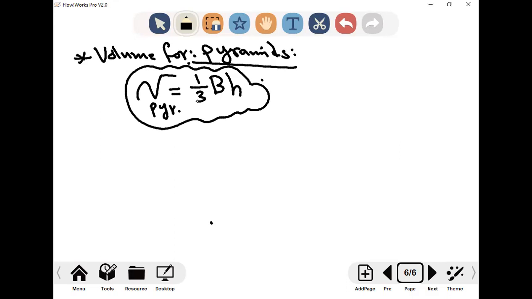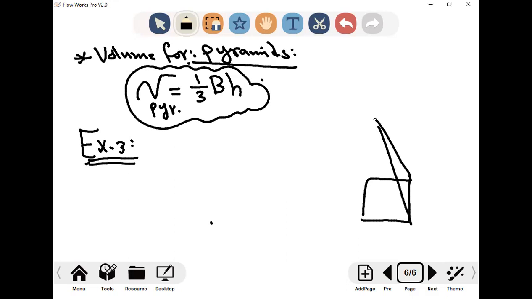Let's take a look at example 3. See example 3? In example 3, what do we have? We have a pyramid. We have something like this, right? This is the base. Now, they wrote down here 3 and 1 over 5. And here 1 and 1 over 2, right? And they wrote also the height here.